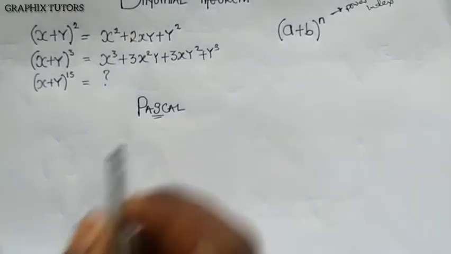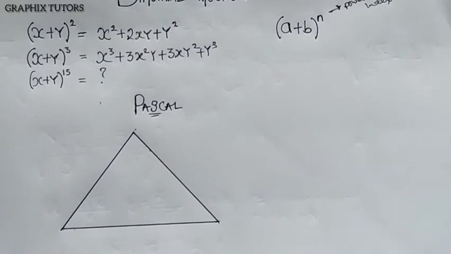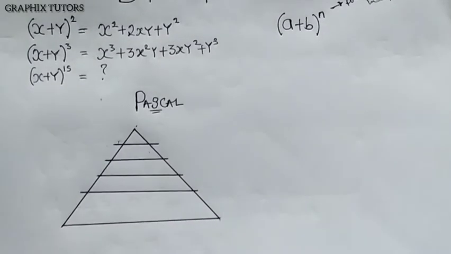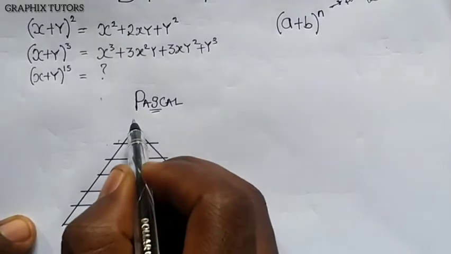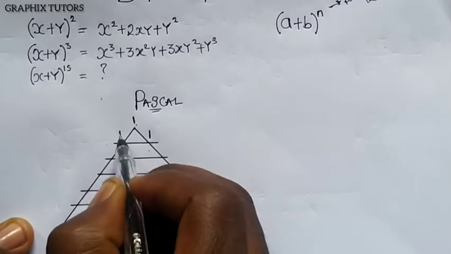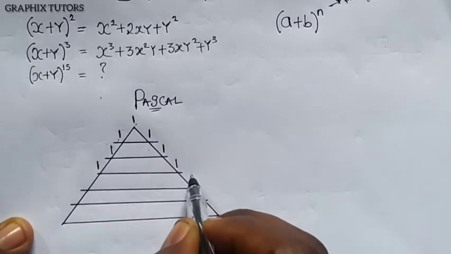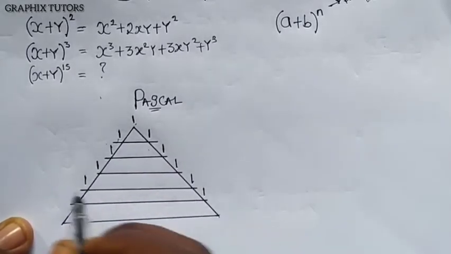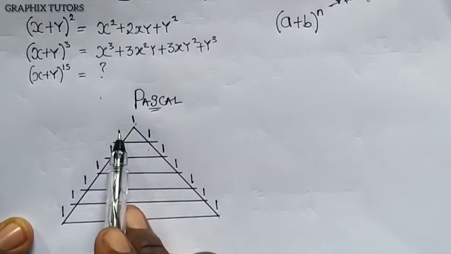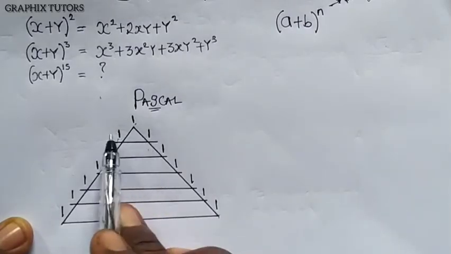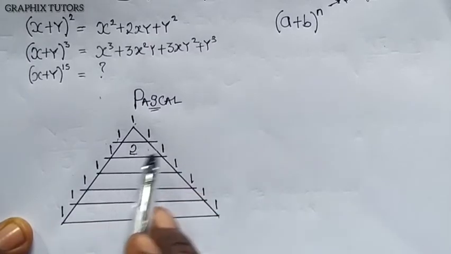So we want to see how we can get our Pascal triangle. First of all, you draw a triangle and divide this triangle into as many parts as you can, like this. Now at every ending you put 1. Now we have 1 here and 1 here on the same line, so 1 plus 1 will give us 2 in between. So we have 1, 2, 1 on the same line.